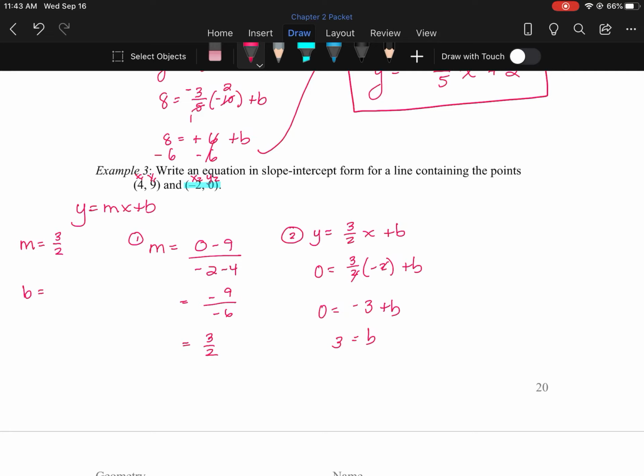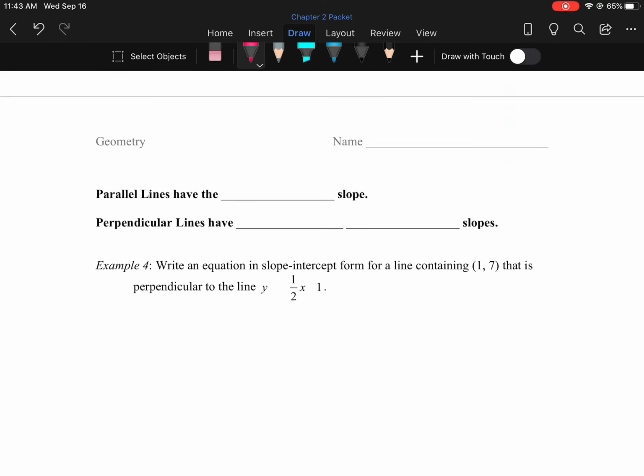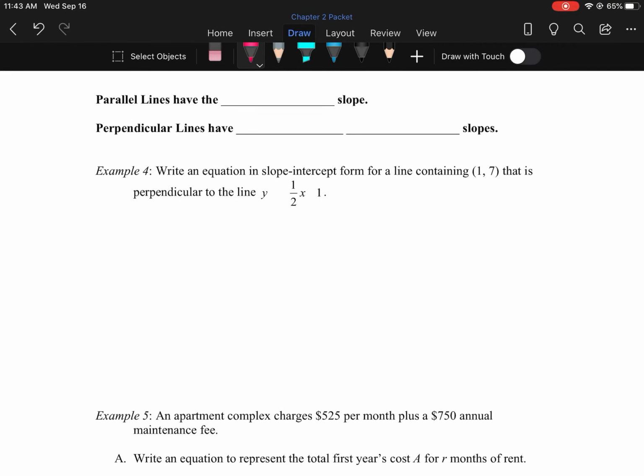All right, and our third and final step is to actually write the equation. So y equals, my slope is 3 over 2, x plus 3. All right, so that's your quick review of how to write equations of regular lines. When we move on, we're going to start to look at parallel and perpendicular lines. So keep this in mind: parallel lines have the same slope. Perpendicular lines have opposite reciprocal slopes.